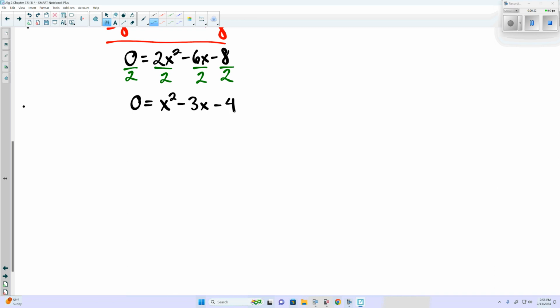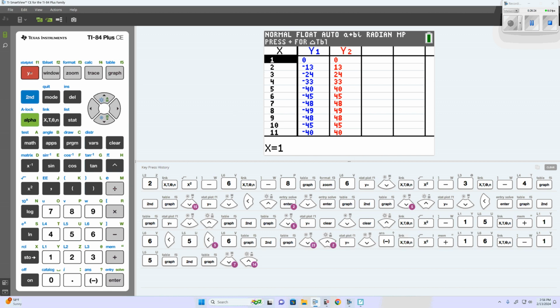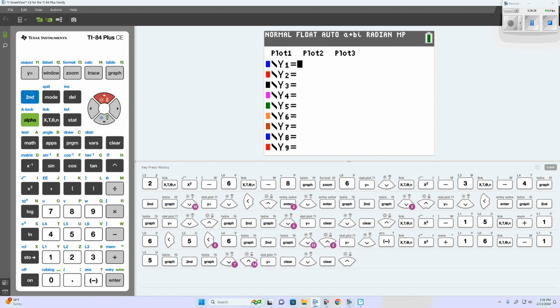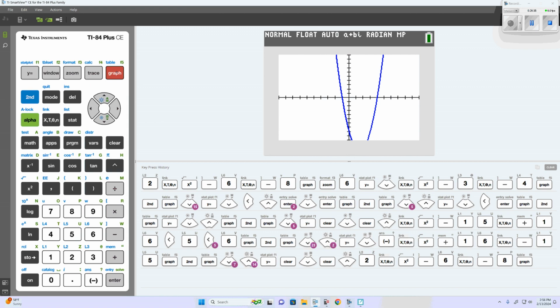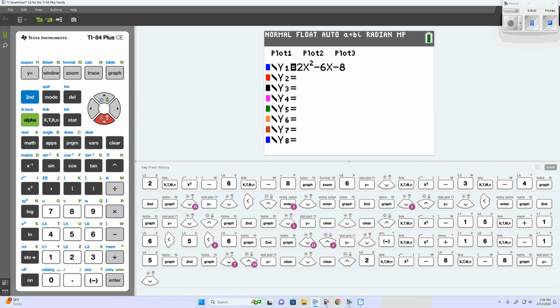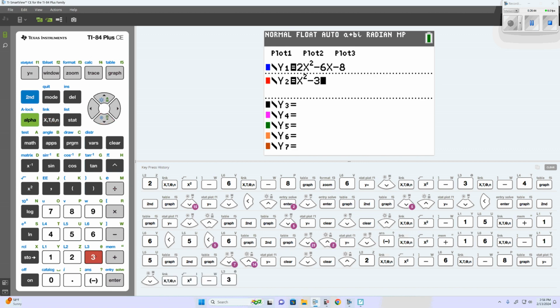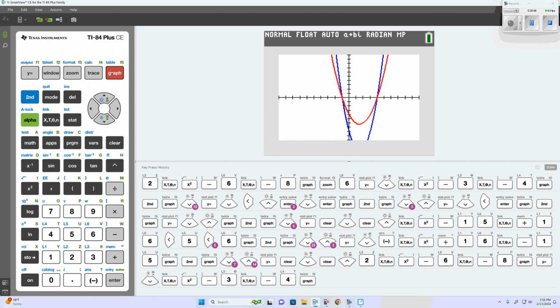And one way I can show that is by, well, graphing it. Because our original was 2x squared minus 6x minus 8. And this is the graph of that function. Now, when we divided each of the terms by 2, we had x squared minus 3x minus 4. And yes, the red and blue graphs are different at every point except for 2.